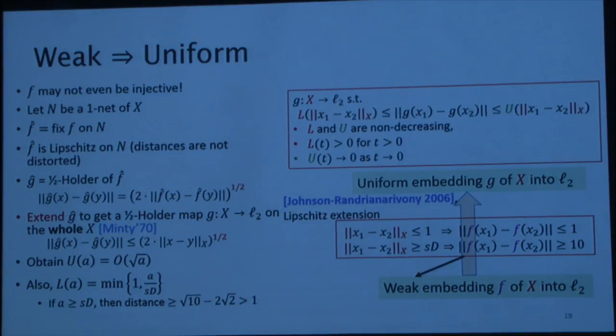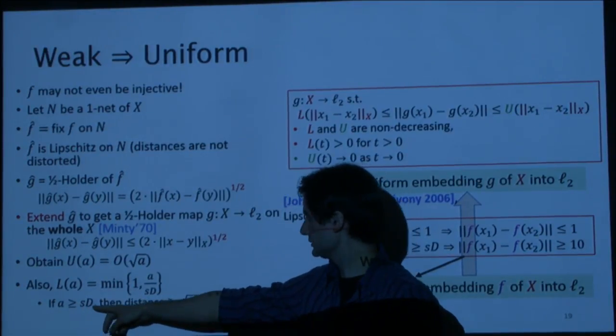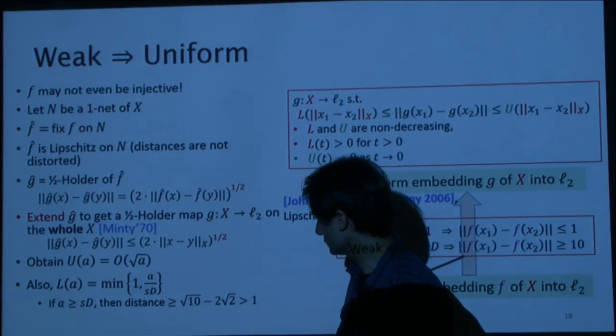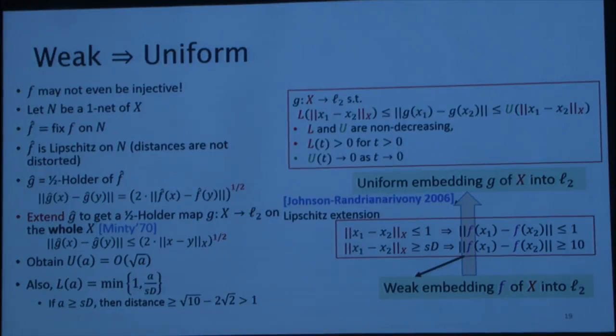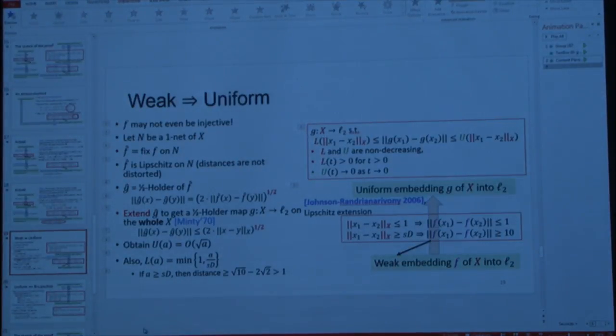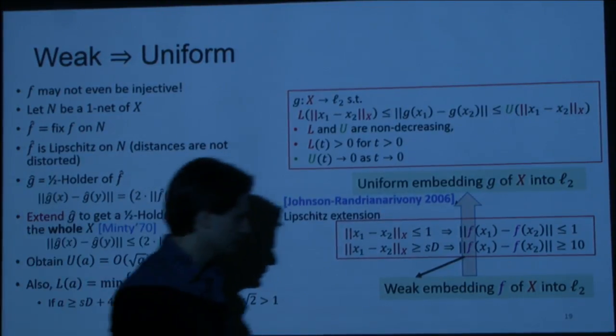So how do we prove this? Let me just draw a picture. We have this point x1 and this point x2. We think about them as being very far. These points are at distance at least SD. Actually, it should be a little bit more than SD plus 2, I think. That's 4, actually. This should also be SD plus 4, in fact.